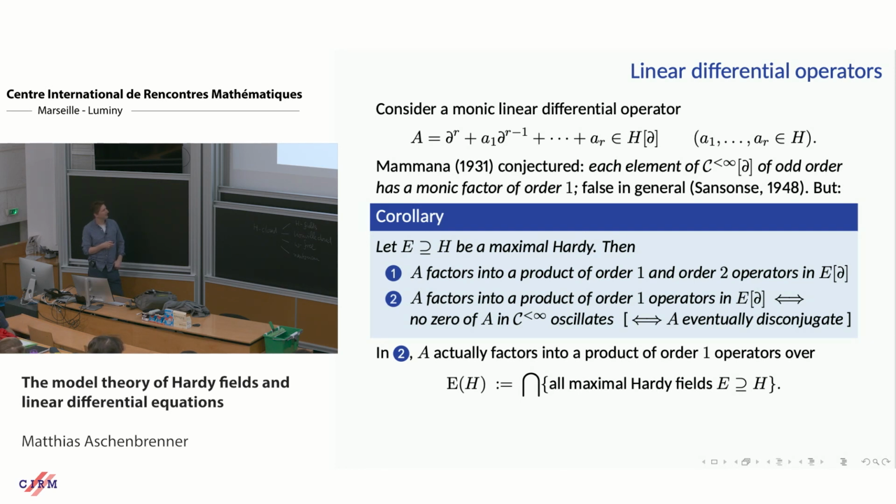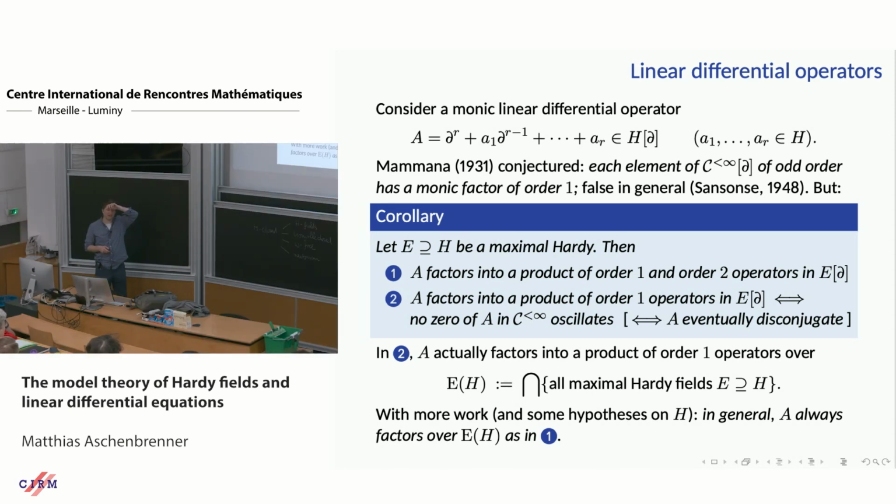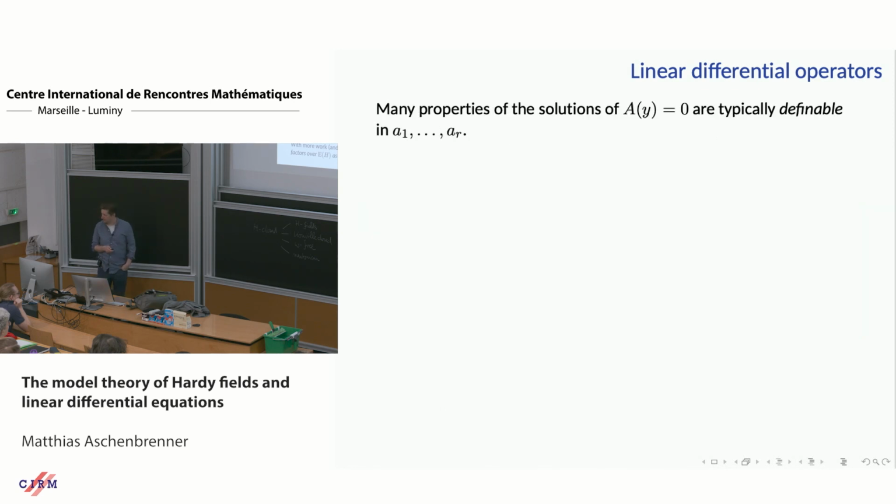So this is this field E of H, which Bojanitsyn introduced. He called this the perfect hull of H, which is maybe not such a good term. And this one should maybe be taken with a grain of salt because we haven't written up all the details of this, but with some more work and some extra hypothesis on H, you can actually show that also in part 1, the factorization happens over E of H. Okay, so this is about the factorization.